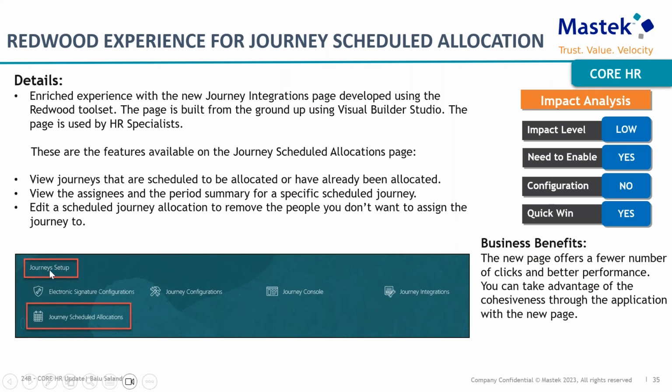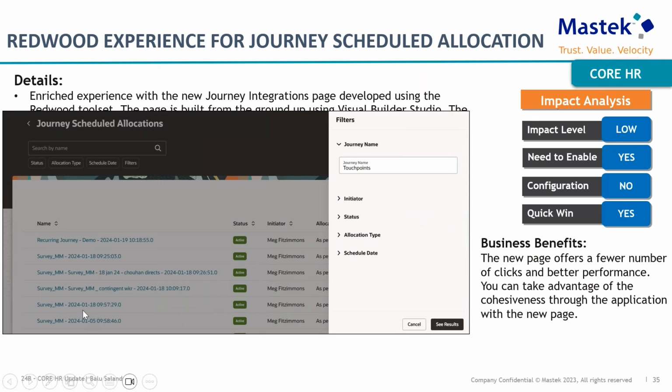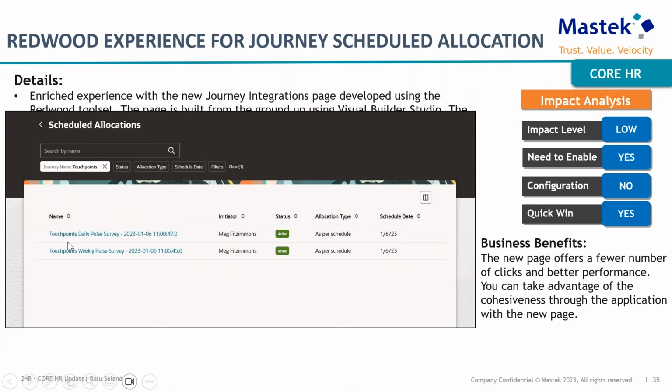So we can navigate to journey setup and journey schedule allocations. You can see the details. You can search based on the filter just by entering the keywords here, touch points, and search it. The system will search for the relevant journeys and then display them.